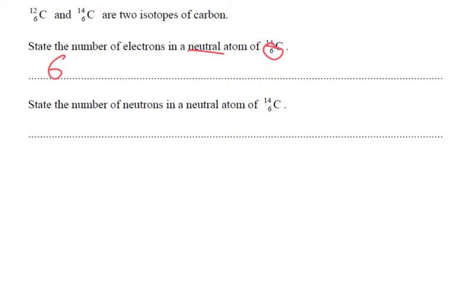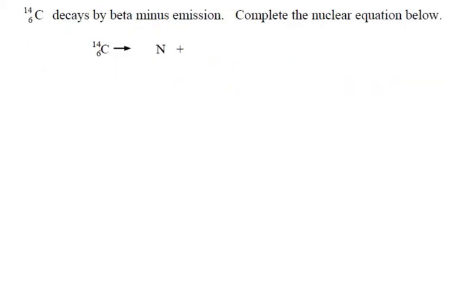State the number of neutrons in a neutral atom of carbon-14. Well, the nucleon number, which is 14, minus 6, the proton number, is going to tell us how many neutrons we have. So the answer is 8.